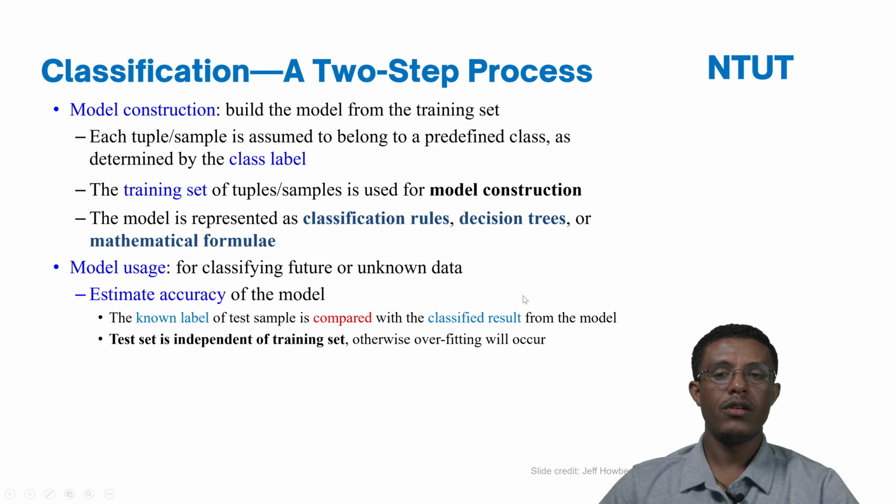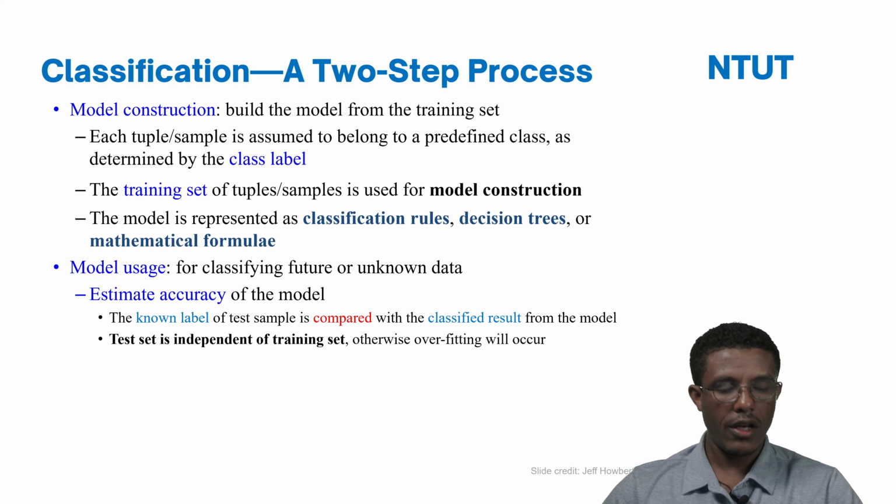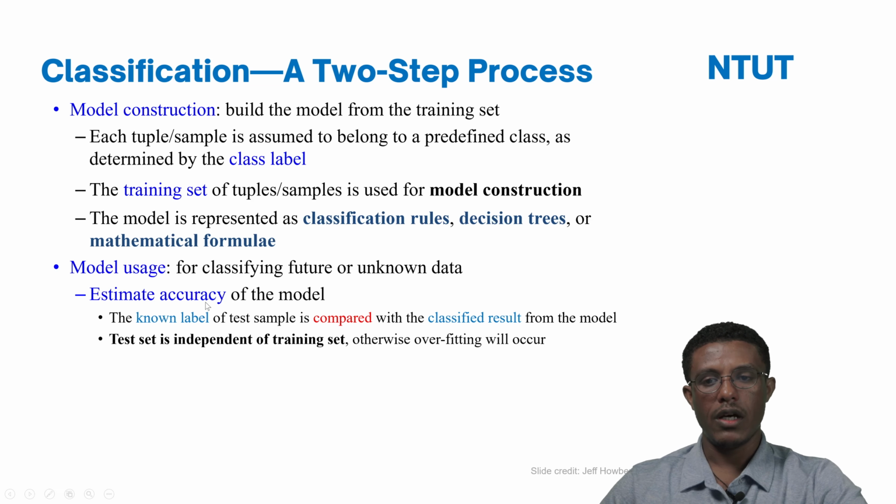The second step is model usage. Once the model is constructed and built, the second step is using that model for classifying future or unknown data. Once the model is trained and ready to predict new or unseen data, the next step is to apply that model in real environments.